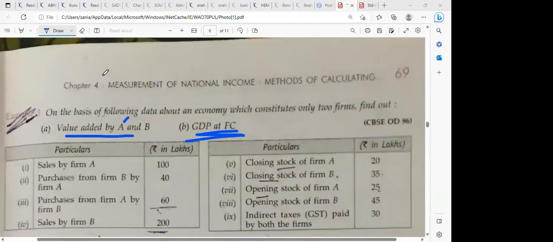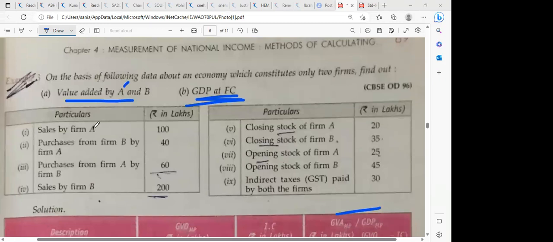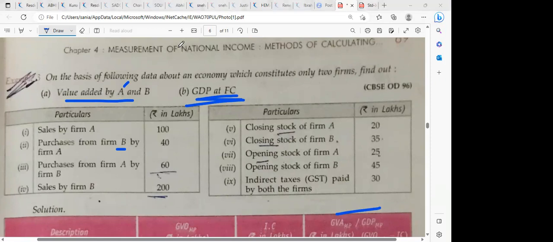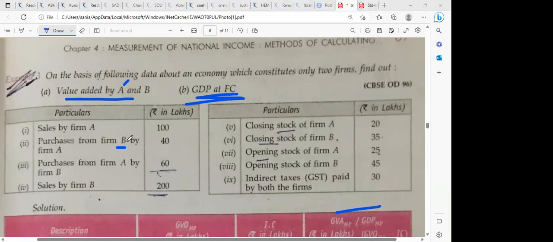So now coming to this question which I have given. Over here, both the entries are given: sales by firm A and purchase from firm B. When you are purchasing from and selling by firm A, this is very important, right? Who is purchasing and who is selling? Clear? So purchase from firm A and purchase by. So someone is purchasing, so for someone else, it will be sales, right?